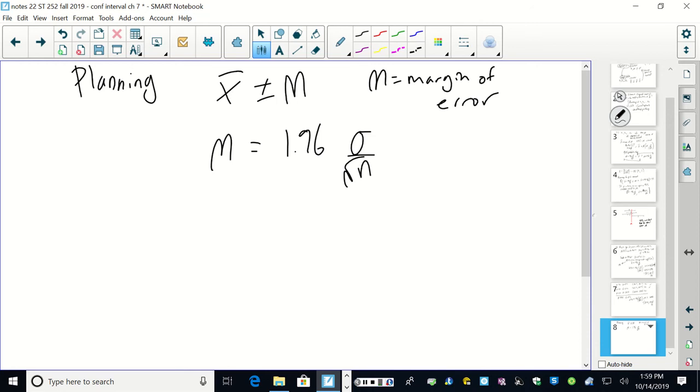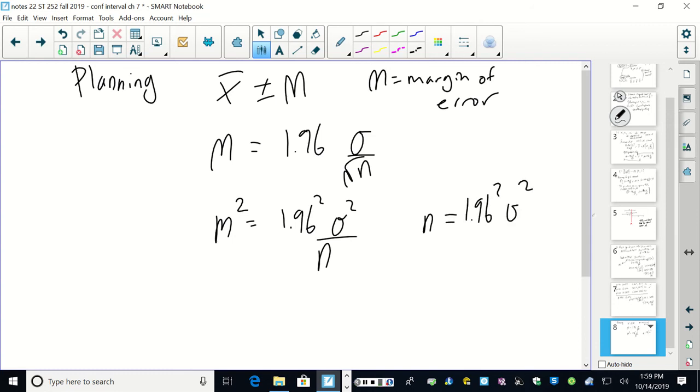Right? So if we square both sides and then solve for n, it's 1.96 squared, sigma squared, multiplied by n on both sides, and that one cancels. And then divide by margin of error squared on both sides. We get a formula for sample size, right? So what we know about the sampling distribution from theory tells us something about how we should plan the study for a certain accuracy.